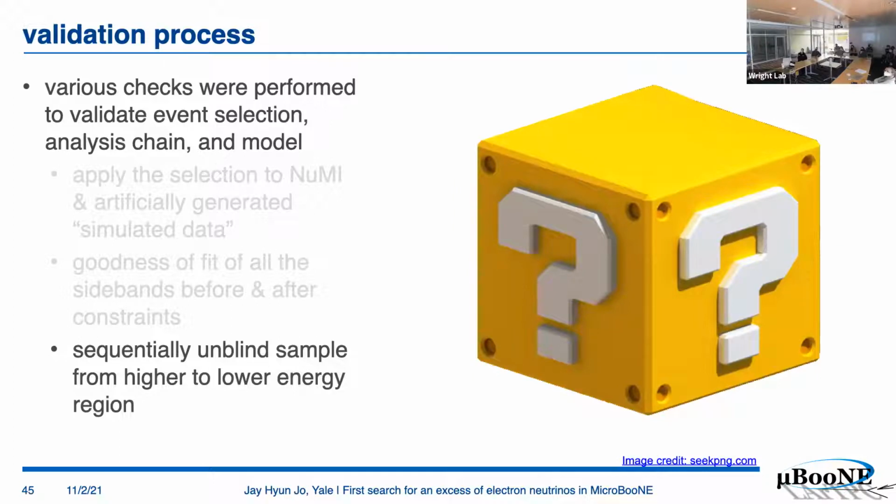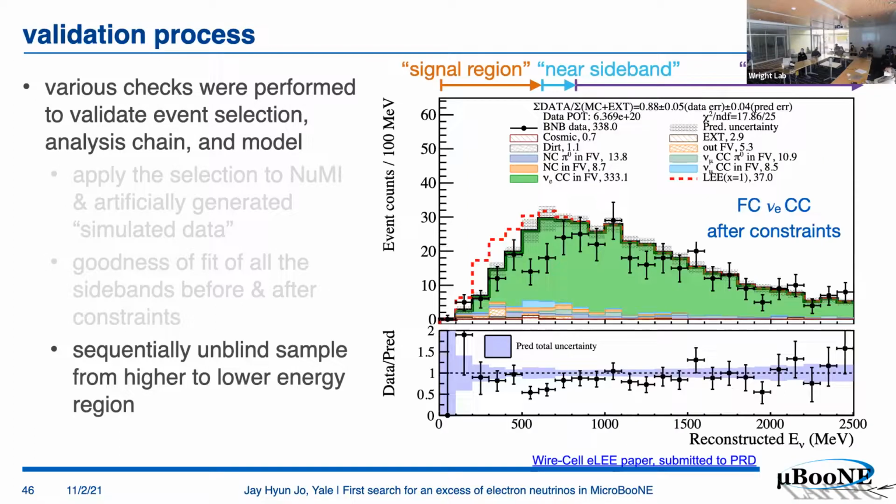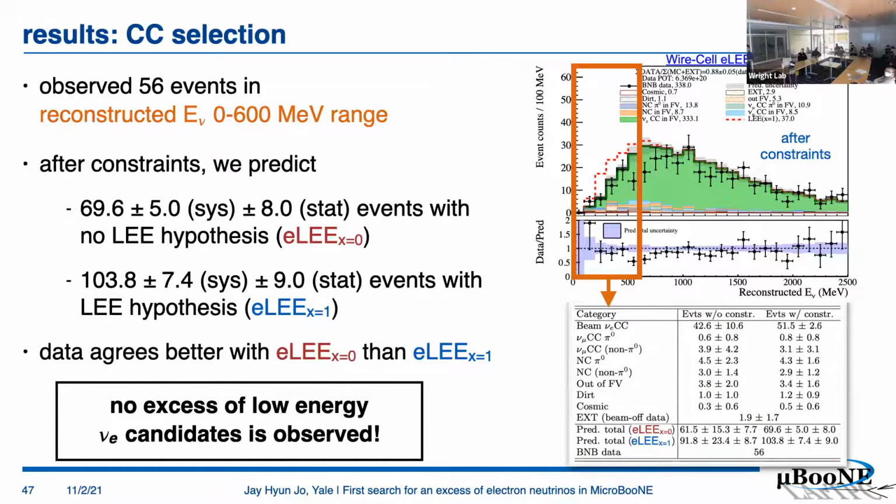Well, we already know the result, so there should be no drum roll needed for this. And this is the result. We open up our low energy region, and we found that it agrees very well with just the nominal prediction, without the LE. Zooming into this signal region a little bit more, only in this signal box channel below 600 MeV, we observe 56 events, and our prediction based on the no LE hypothesis, basically these black lines without the red dashed curve, is about 70 events. If we assume that there is an LE, which is this red dashed curve, then we should expect about 104 events. So you can compare that with the data, and naturally come to the conclusion that the data agrees much better with the no LE hypothesis than the LE hypothesis. And we have not found an excess of low energy candidate events in our selection.